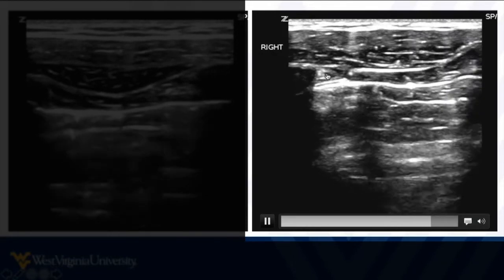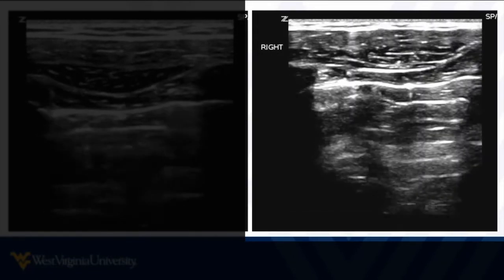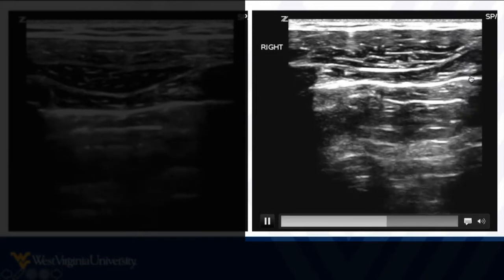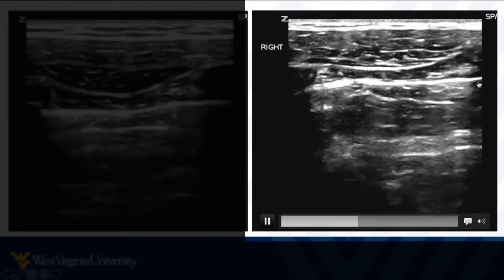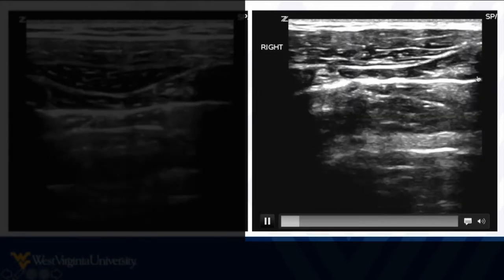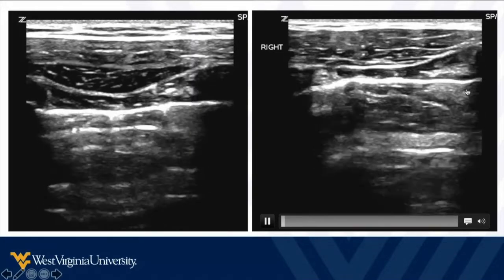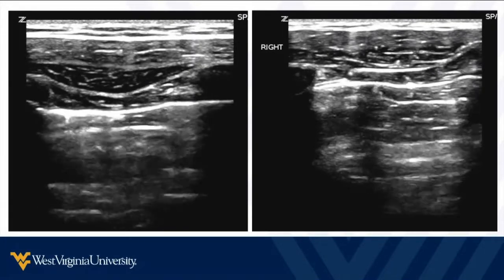The chest is moving because the patient's breathing, but we don't see any pleural sliding. No sliding here. So this means that patient probably has a pneumothorax. Now, if you're not sure, ask them to take a deeper breath or try to get that pleura to move a little bit.